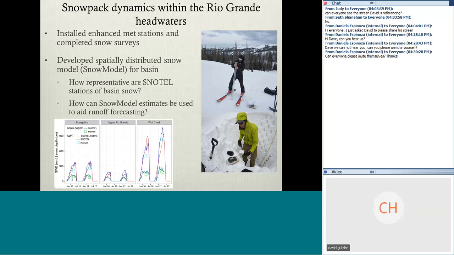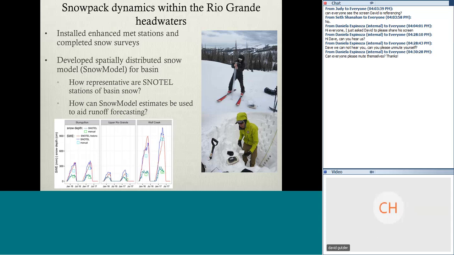But the blue squares on these plots actually represent the average of our manual measurements that were collected in a couple of square kilometers around these stations. So this is pretty focused specifically around these gauges, and we can see there are some pretty big discrepancies, where the snow we're measuring around the gauges, mostly within forested areas, is considerably less than what this SNOTEL snow pillow is showing.